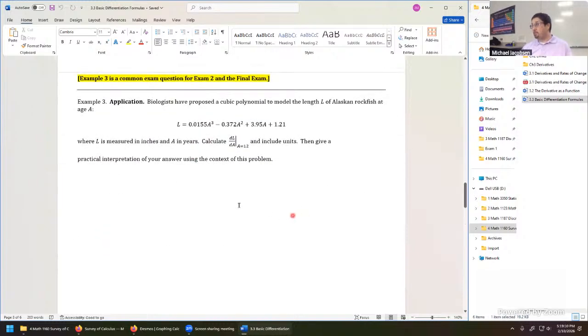And for the application problem, we'll be finding the derivative of the length of a particular Alaskan rockfish, computing a derivative like this, and giving another practical interpretation for its value.